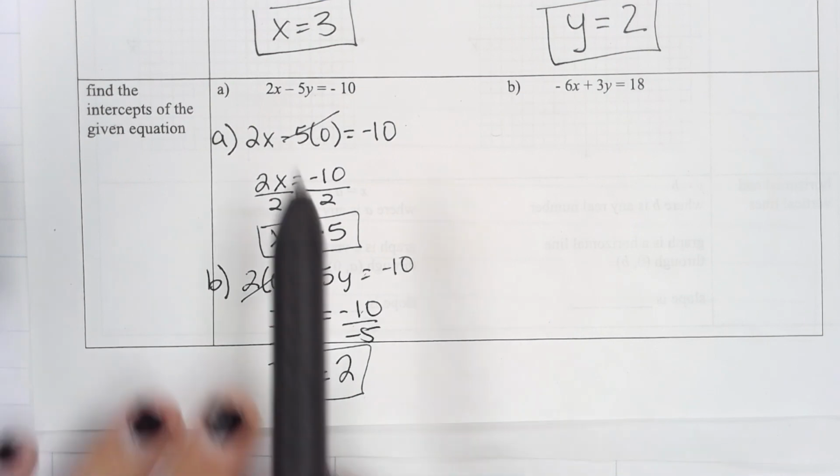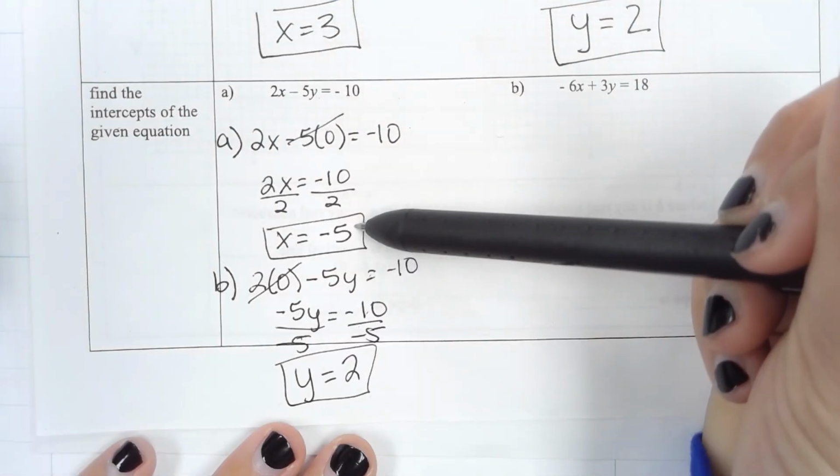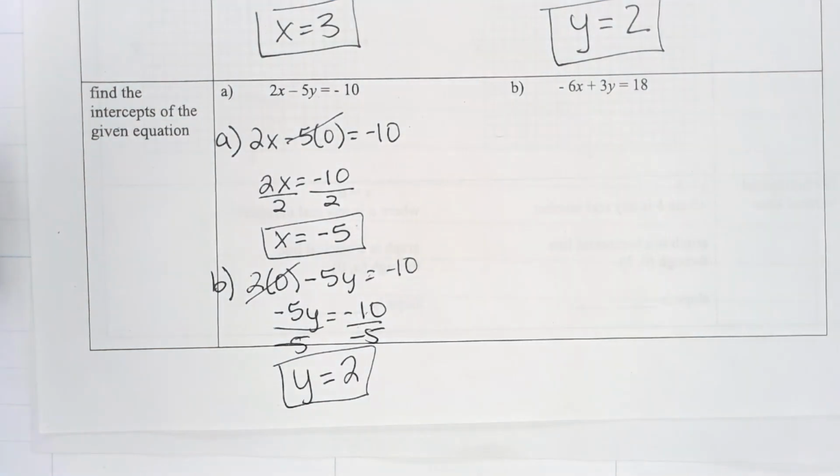So, in this equation, 2x minus 5y equals negative 10, it's going to cross at negative 5 on the x-axis, and it's going to cross at 2 on the y-axis. And if I were to plot those, I can just draw a line through those 2 points, and then that will be our line.